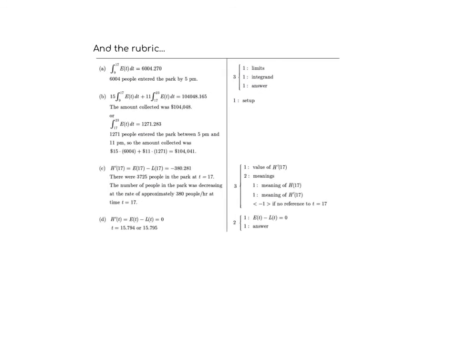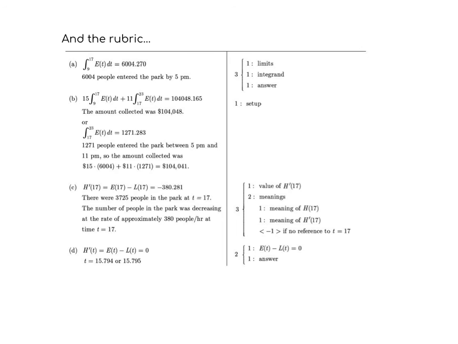Let's see how we did. 6,004 people entered the park by 5 p.m. We got that. Total amount collected was 104,041. So we did this part. They gave us that option 2, which I talked about. There were 3,725 people at the park at t equals 17. The number of people in the park was decreasing at a rate of 380 people per hour. I don't remember if I put units, but I hope I did. If I didn't, I'm sorry. And then h prime equals 0 at t equals 15.795.